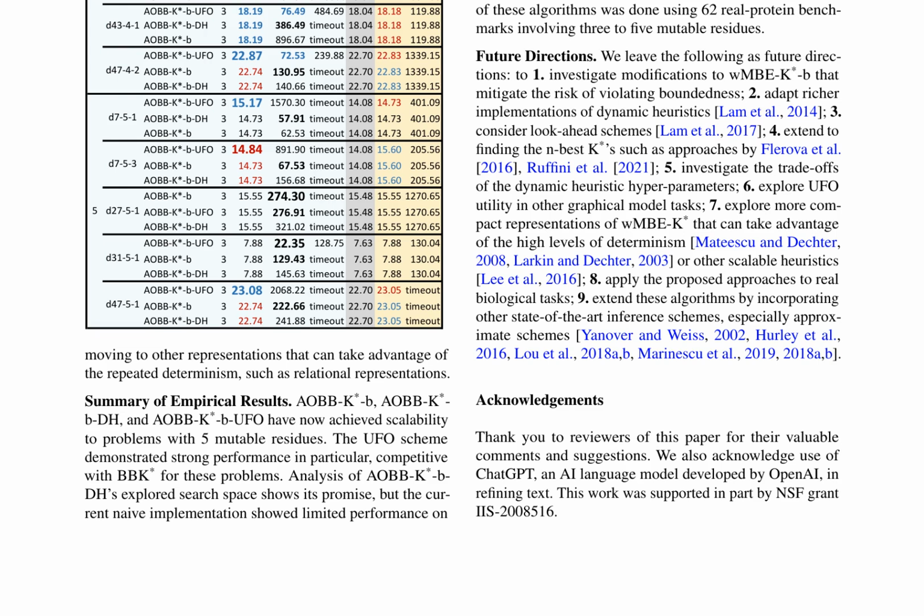The study also highlights the potential benefits of employing more compact representations within these algorithms, as well as future directions for improvement. These include modifications to the WMBE-KB heuristic, adapting richer dynamic heuristics, and exploring the utility of UFO in other graphical model tasks. The findings underscore the importance of continued research into the development and refinement of protein redesign algorithms, with a focus on enhancing their scalability, efficiency, and adaptability to diverse problem sets.